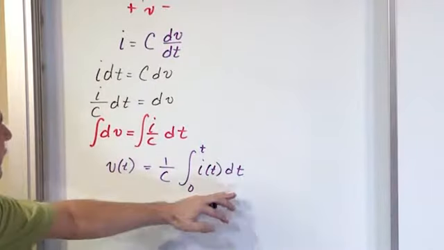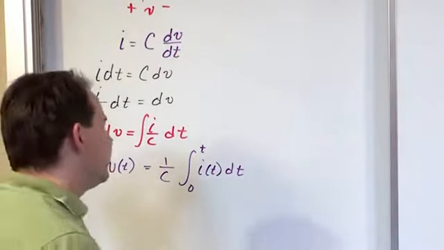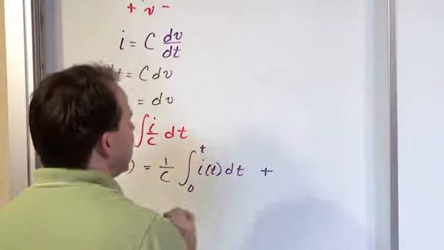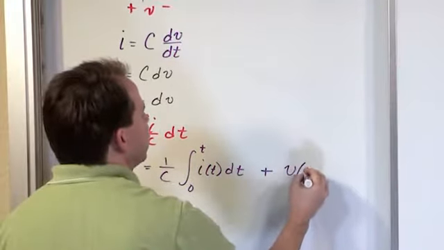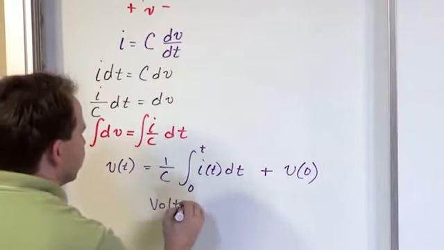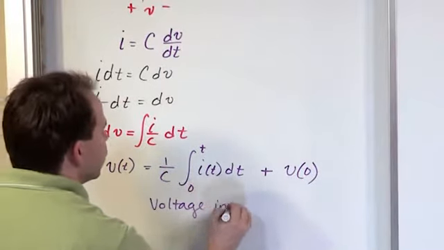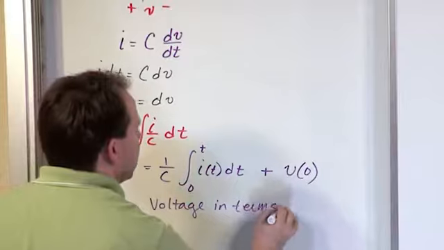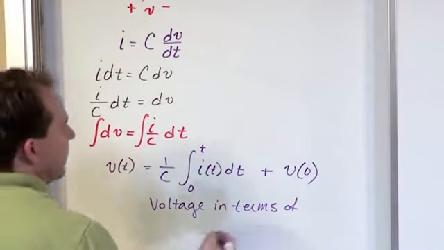I'm doing this integral, but then you always have a constant of integration when it's over, and that constant of integration is going to be the voltage at time 0. So this is the voltage in terms of current.